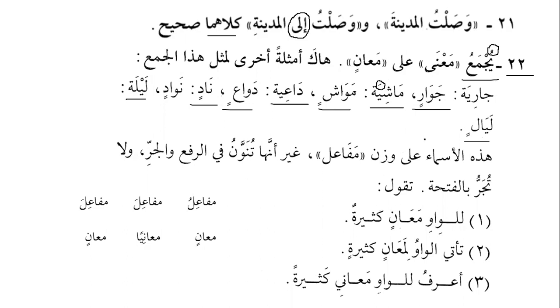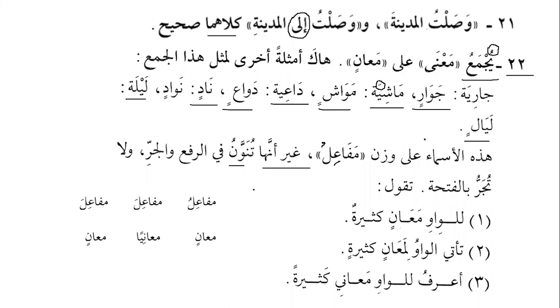So inshallah it's easier. هذه الأسماء على وزن مفاعل. So these are on the pattern of مفاعل. مفاعل, we know that this is مبني من الصرف, right? مفاعل, مفاعلة, غير أنها, and as we discussed yesterday, غير أنها means but, تنون. Again, what do you think? Is it passive or active? It's passive, right? تنون. Passive.